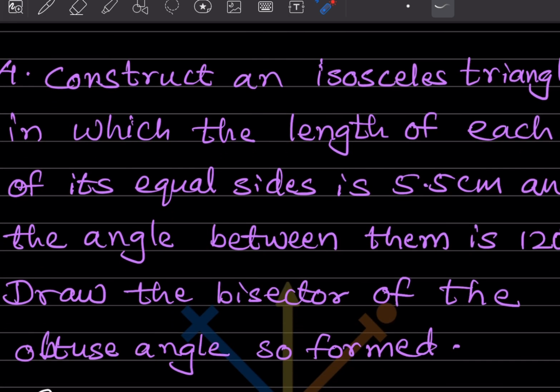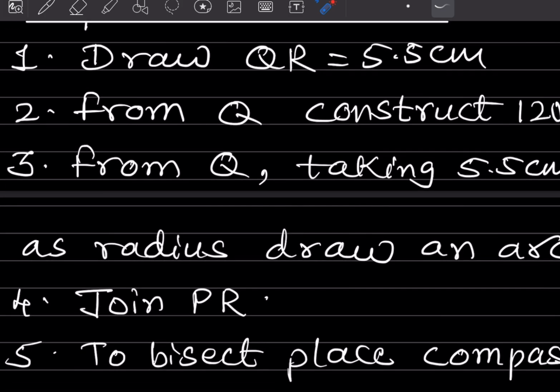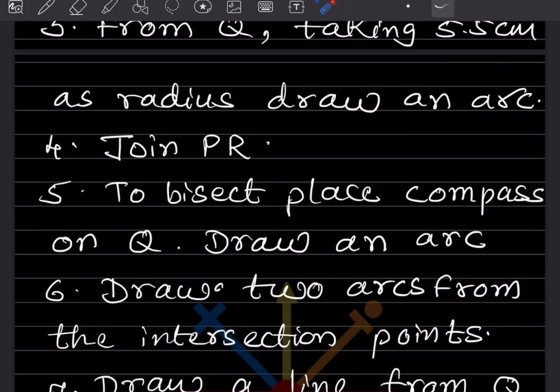Construct an isosceles triangle in which the length of each of its equal sides is 5.5 centimeter and the angle between them is 120, and you have to draw the bisector of the obtuse angle so formed. So now this is taken as 5.5, QR, then the angle is 120, this side is 5.5 and this is the angle bisector, 120 is divided into 2, that is the bisector. So these are the steps of construction.